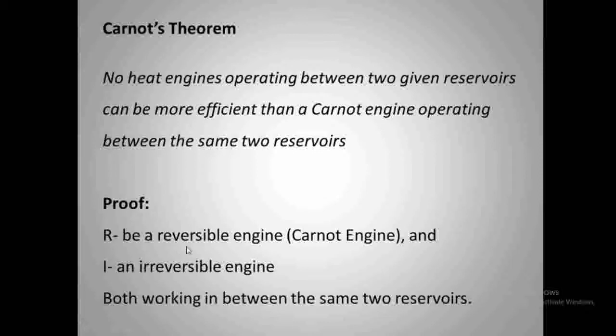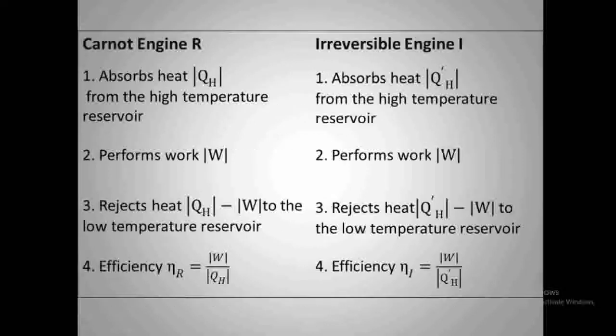Let us consider a reversible engine represented by R, that is a Carnot engine, and an irreversible engine represented by I, both working between the same two reservoirs. So we are considering two engines: one is a reversible engine and the other is an irreversible engine. So we have the properties here for the Carnot engine and the irreversible engine.